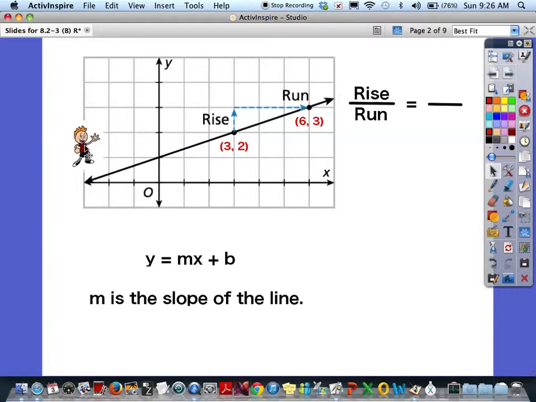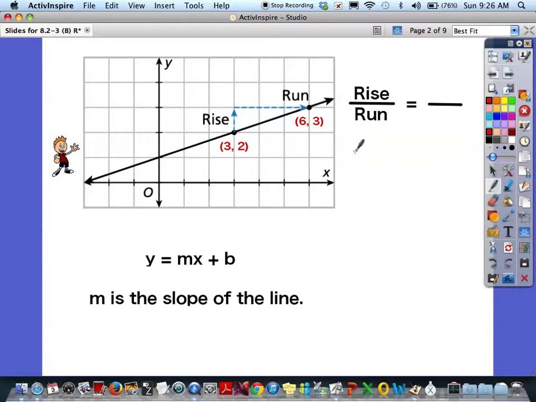And one more thing, if you imagine this line here as a pathway, and someone was walking down this pathway, if that person would be going upwards if they walked from left to right, the slope would be positive. But if that person were going downward following the path, the slope would be negative. So if it goes up left to right, positive. If it goes down from left to right, it's negative.